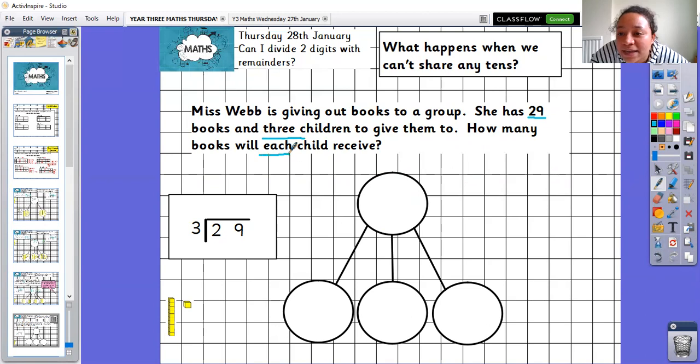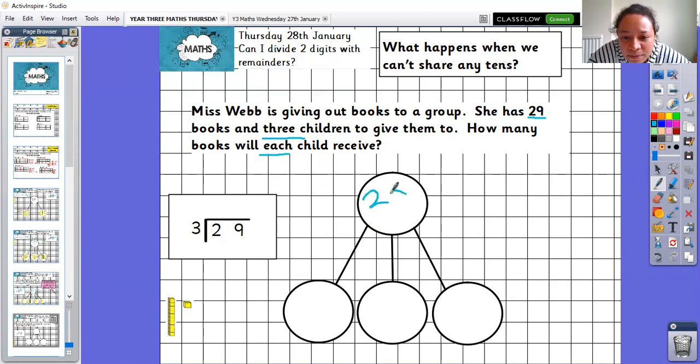Now, normally when we say each, we think about sharing because we think about that phrase, 1 each. So I know that it's a division problem. And my division problem is I've got 29 of something and I want to share it between 3 of something. So in this case, 3 children. So how many books will each child receive? Let's see if we can work it out. So I'm doing 29 divided by 3.